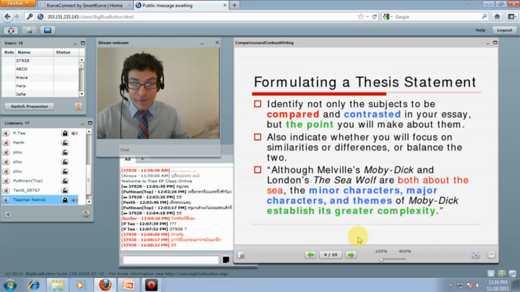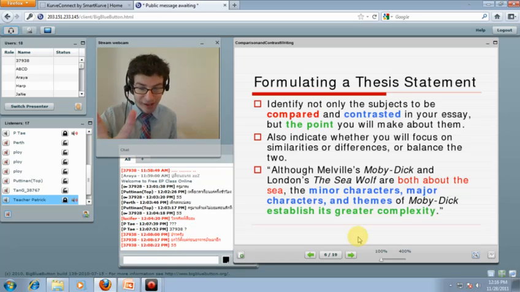And all of this, all of it together, works to prove that Moby Dick's minor characters, major characters, and theme give it greater complexity. So, in the rest of your essay, you need to do two things. Number one, you need to show how they're different. And number two, you need to say how it gives the book greater complexity, which is a really complicated idea.